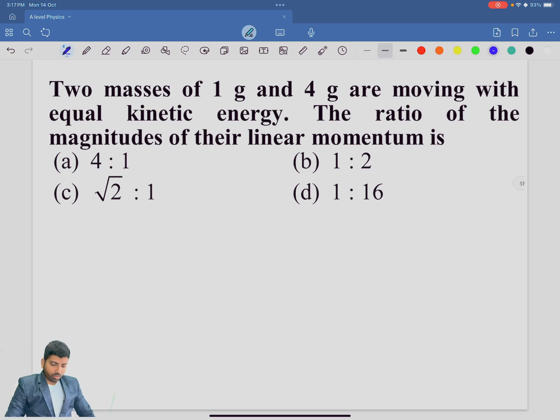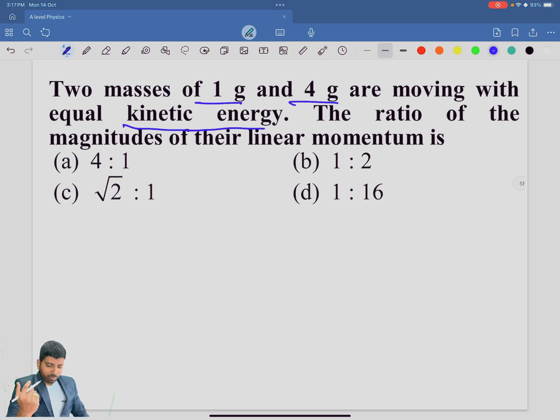Here, the question tells that two masses of 1 gram and 4 gram are moving with equal kinetic energy. The ratio of the magnitude of their linear momentum is what? We have four options. Then we have to find out what is the ratio of their linear momentum. So let us find out what data is given here.